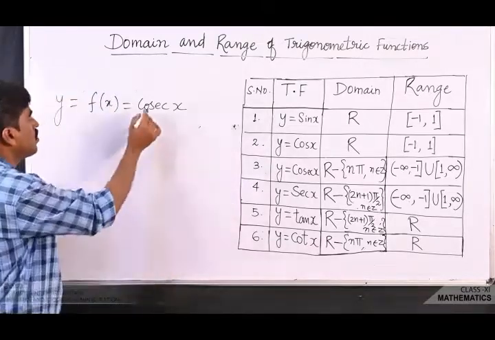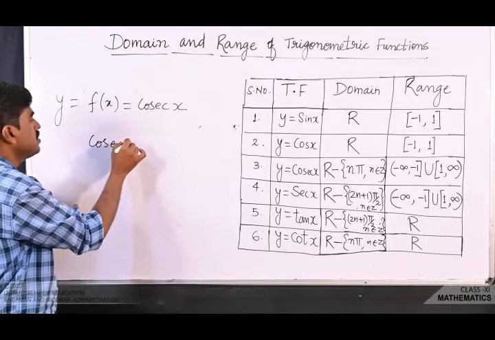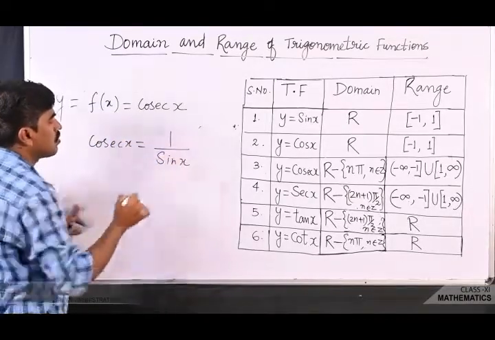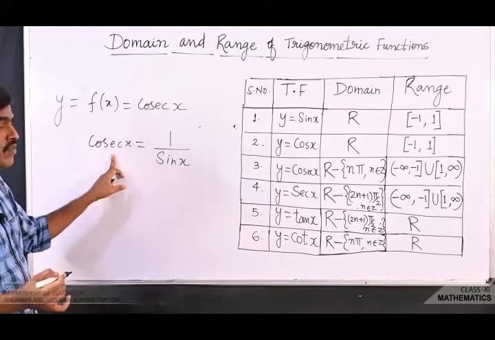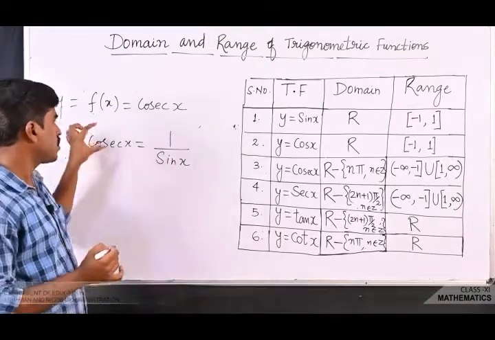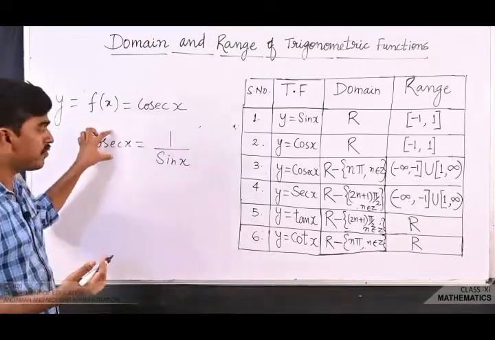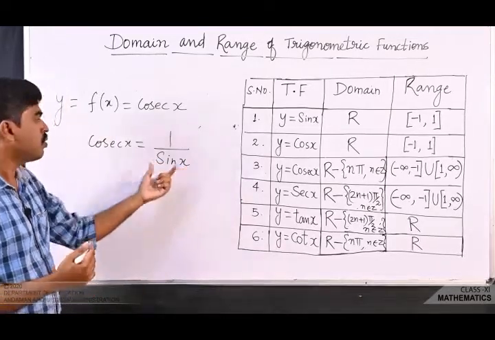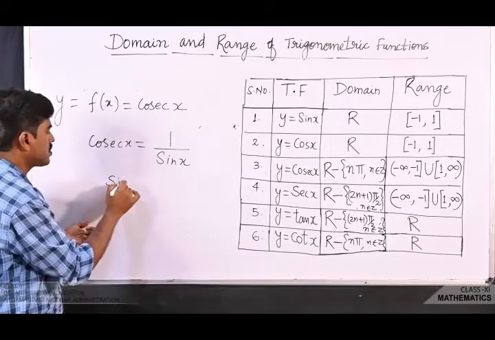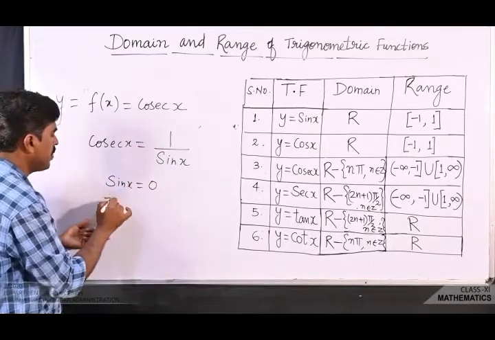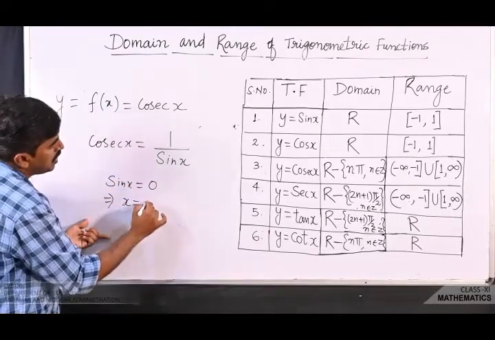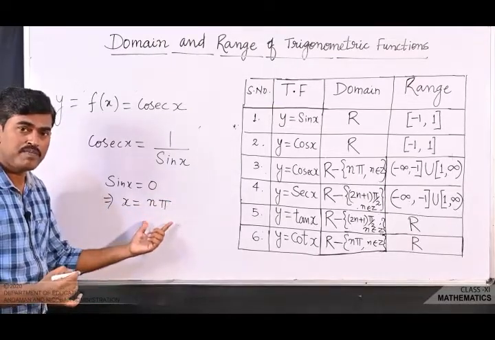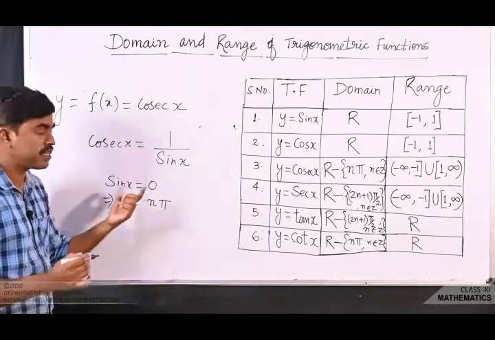Now we know that cosec x is equal to 1 upon sin x. Cosec x is the reciprocal of sin x. So cosec x is not defined whenever sin x is equal to 0. We know that sin x is equal to 0 implies x is equal to n pi. So for all integral multiples of pi, sin x is equal to 0.